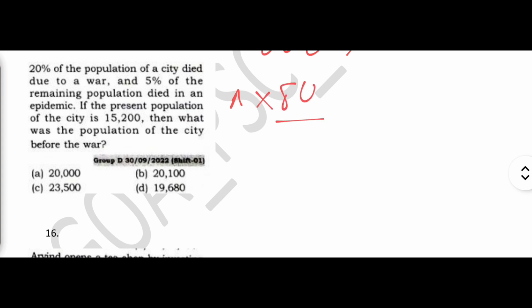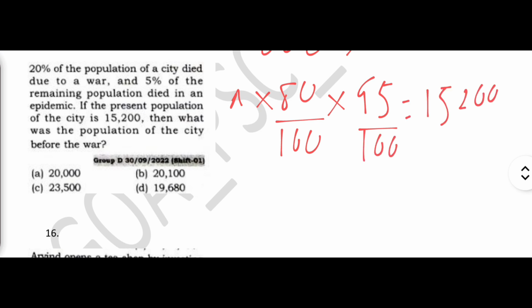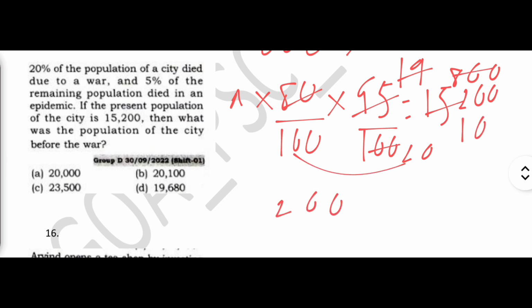How much remained? 80%. 5% of the remaining population means 5% died. What remained? That is 95 upon 100. If the present population is 15200, then what is the population before the war? We have to find the value of X. 5 19s are 95, 5 20s are 100, 19 8s are 152, 0 0. 80 1s are 80, 0. So what we have? 2000 into 10, which is nothing but 20,000.